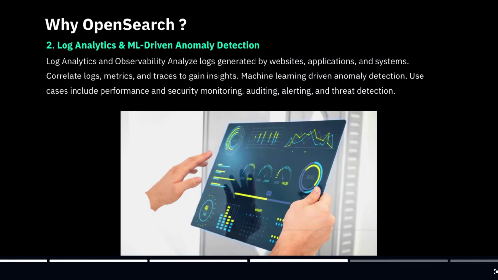Moving forward to the next point, log analytics and machine learning driven anomaly detection. We can log, observe and analyze logs generated by websites, applications, and systems. Then we can use those logs and metrics and apply different machine learning models on them, and then we can detect different anomalies and problems. Use cases include performance and security monitoring, auditing, alerting, and threat detection.